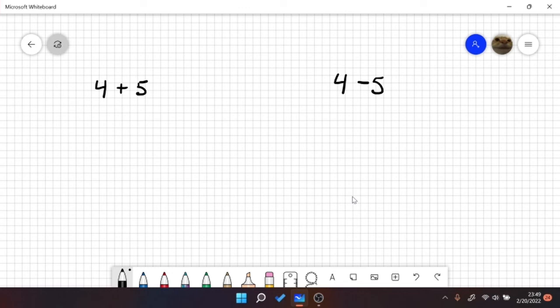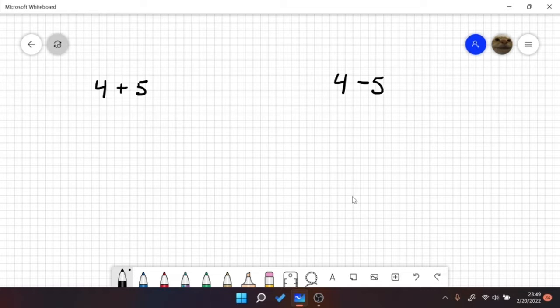Hello, so today we're going to be doing some binary addition and subtraction, and we're going to be talking about overflow. So I've set up two practice problems for addition and subtraction, so let's just take a stab at it.